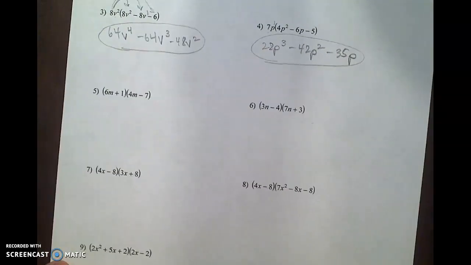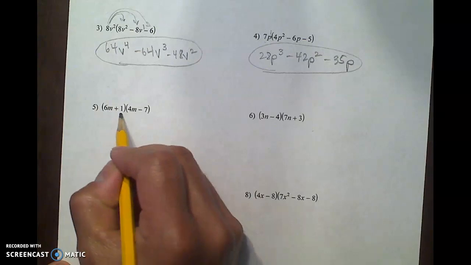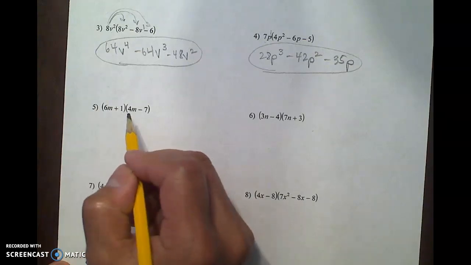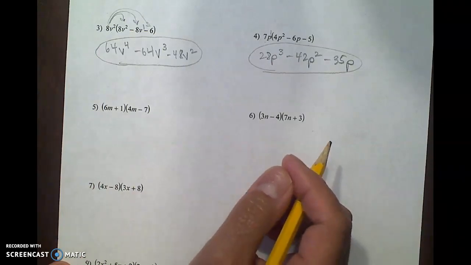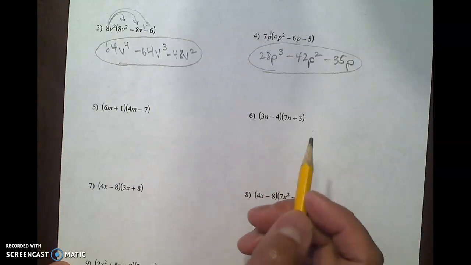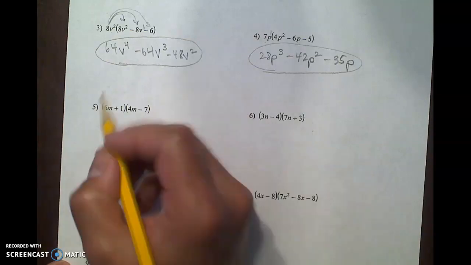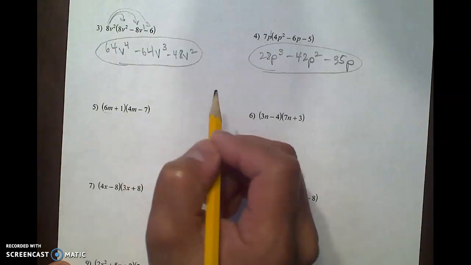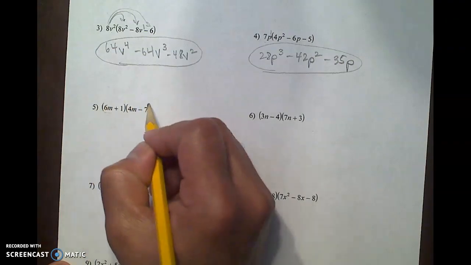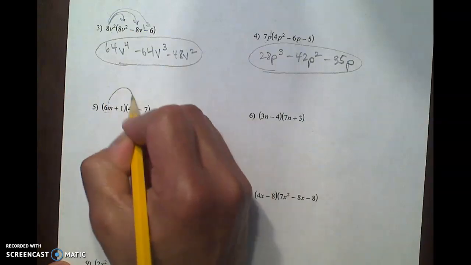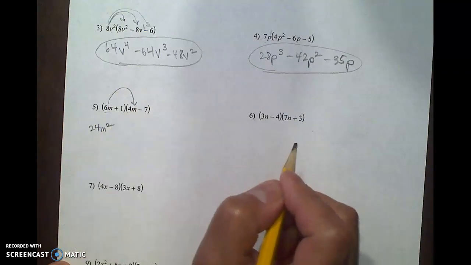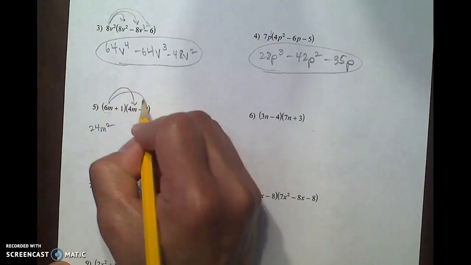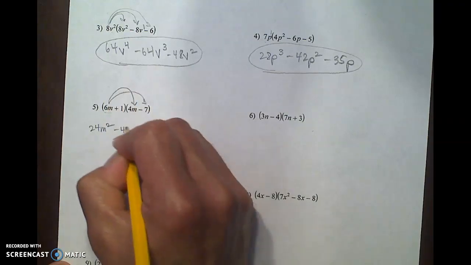Alright, so now we're moving on to the next few examples where we are now multiplying a binomial, a two-term polynomial, times another two-term polynomial. So again, you want to think distributive property. However, you need to make sure that you are distributing everything appropriately. So we're going to first take this first term of the first polynomial and distribute that to the other parentheses. So I'm going to do 6m times 4m, which is 24m squared. And then we're going to do 6m times negative 7, which is negative 42m.